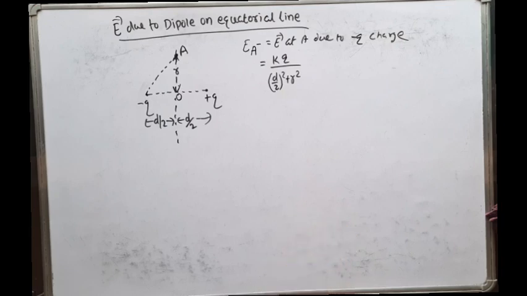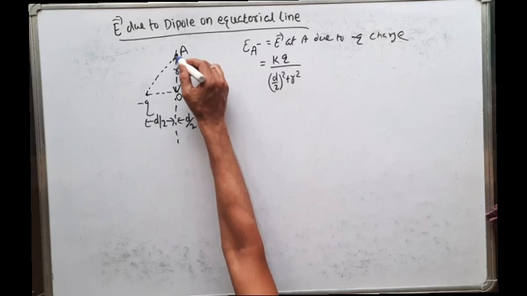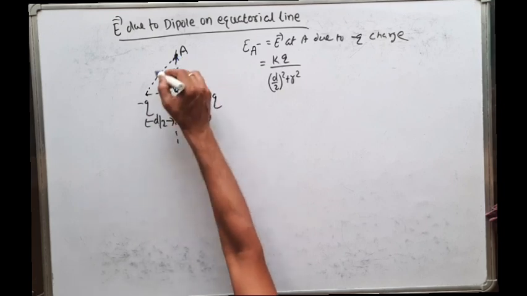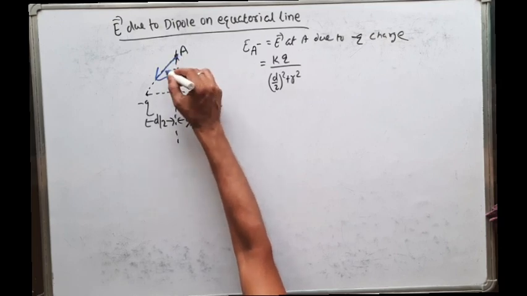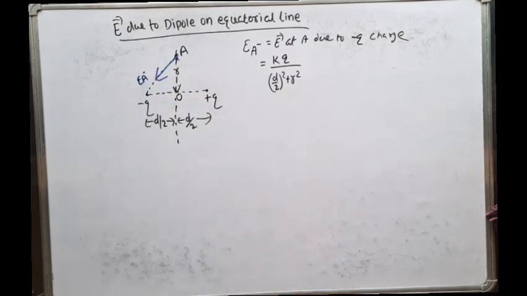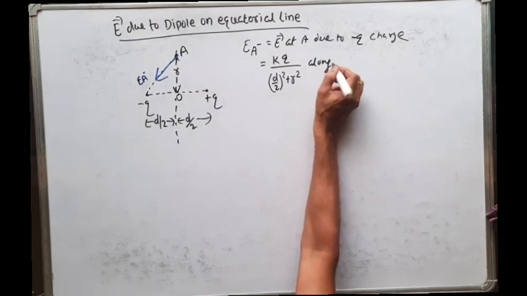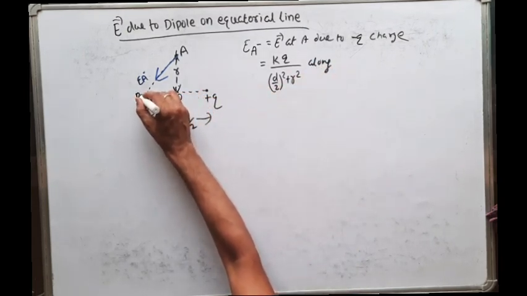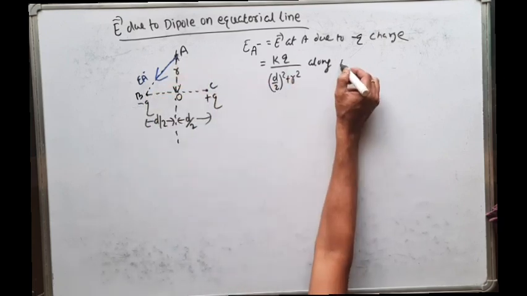And what is the direction? This is a negative charge. So if I keep a plus 1 charge here, this negative charge will attract this plus 1 charge along this direction. So this is the direction of the electric field intensity at A due to the minus charge. Let us give names here: this is B, this point is C. So along the AB line.